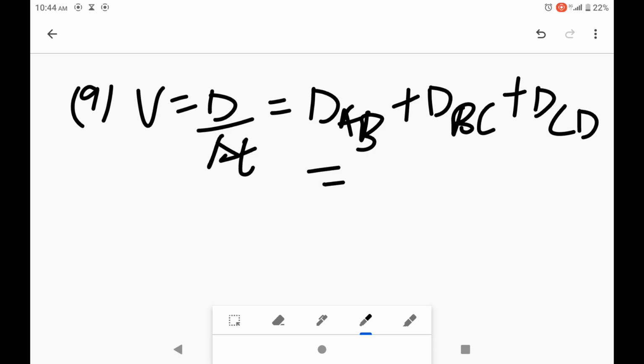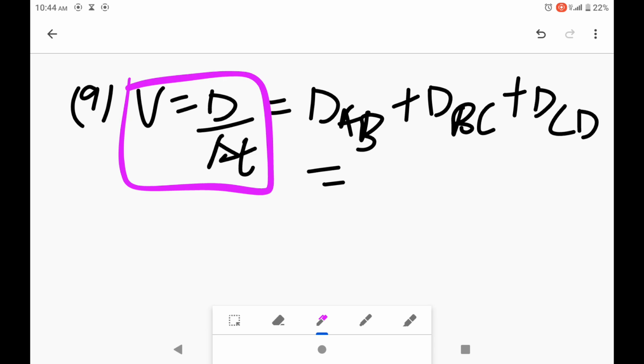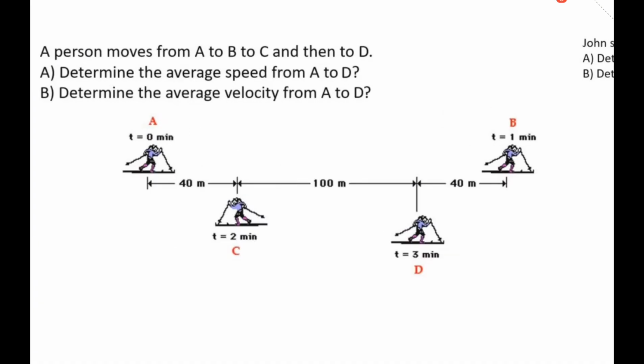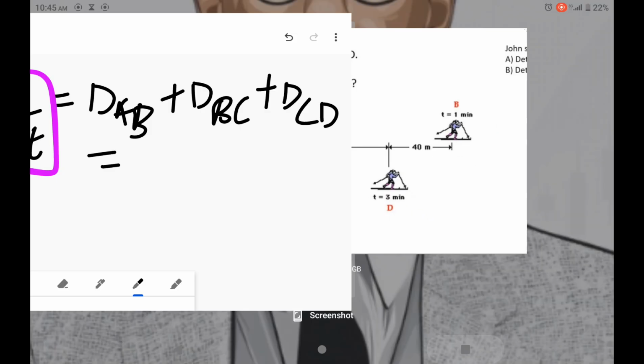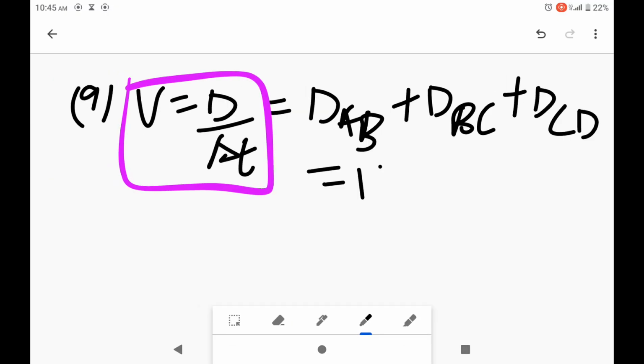So distance, wait, we're going to use this formula later. Let's find what we need first. We need the distance. So distance AB, when you analyze the situation, look, this person covered from A to B, let's skip CD, from A to B he covered the time from 0 minutes to 1 minute. So it's just 1 minute from A to B. The distance is 40 plus 100 plus 40, which is 180. A to B distance is 180.